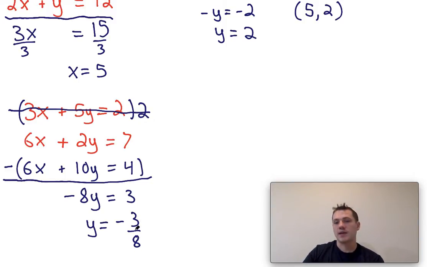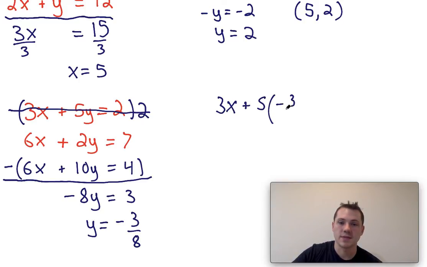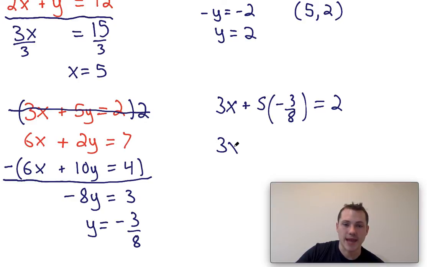Now we can take this value and we can plug it back into any one of those three equations. Generally people choose to plug it back into one of the original ones. I'm going to plug it into the first one. So 3 times x plus 5 times negative 3 over 8 is equal to 2. Now 3 times x is 3x. 5 times negative 3 is going to be negative 15 over 8. And that's equal to 2.